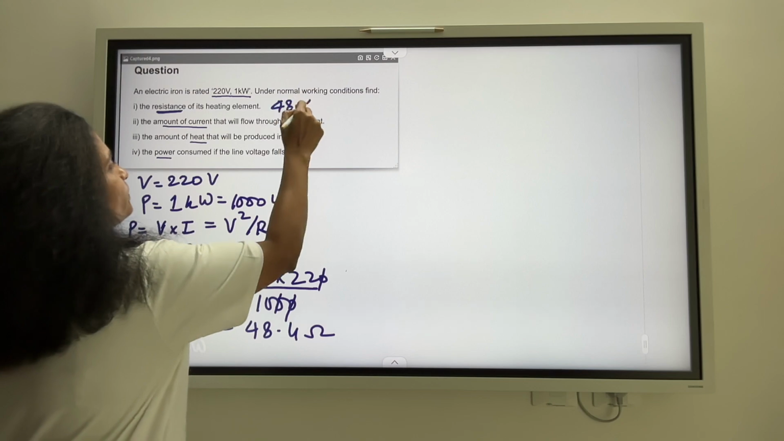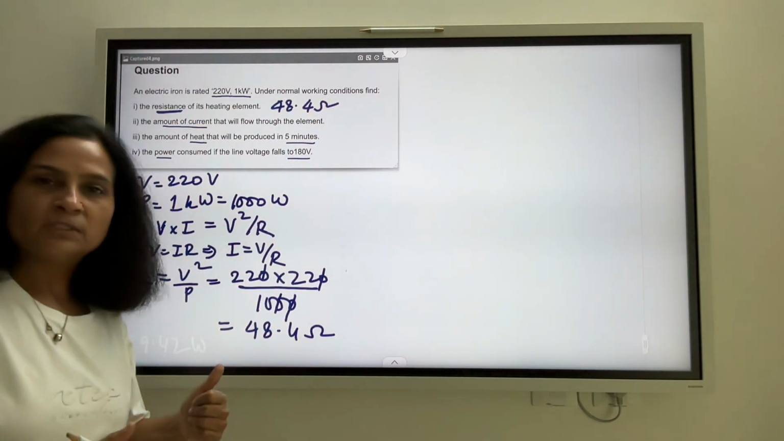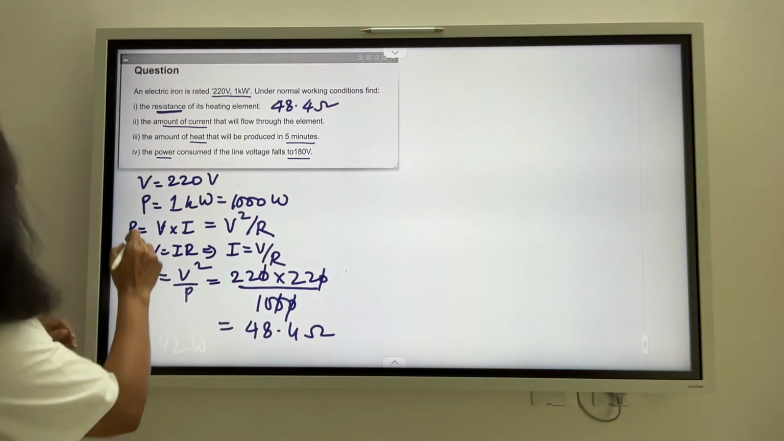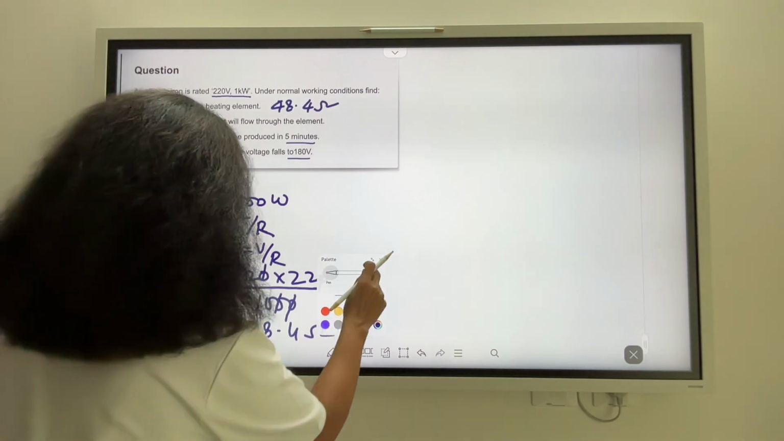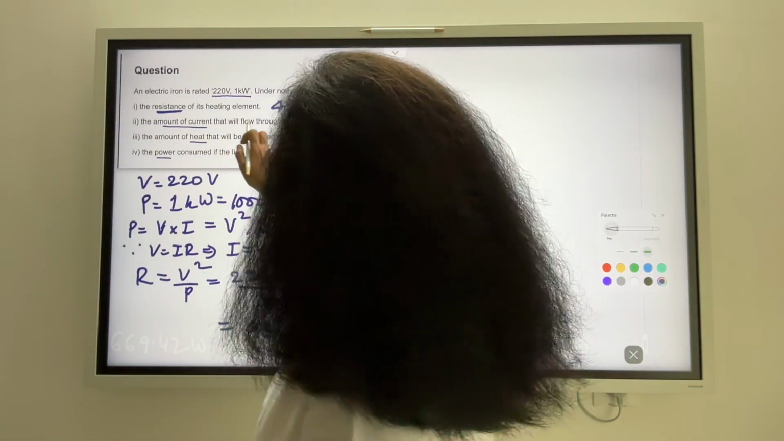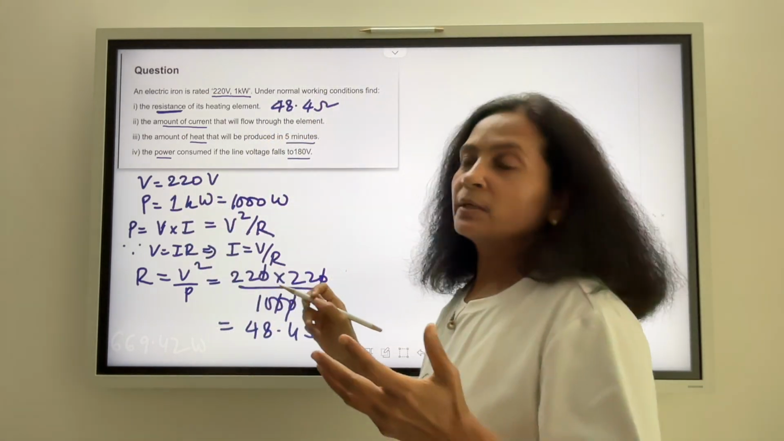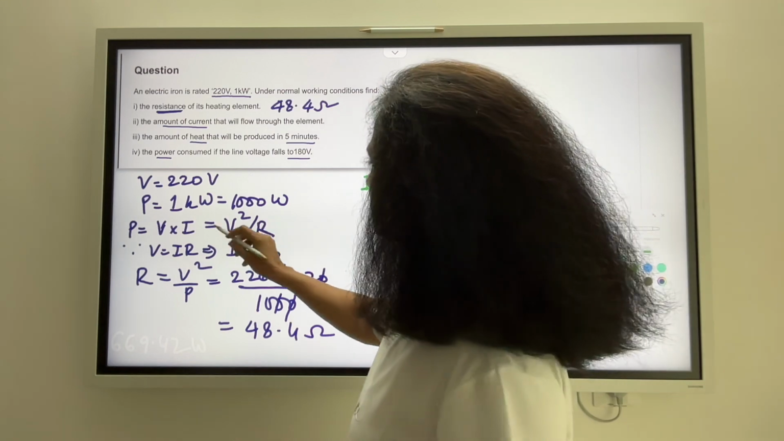48.4 ohm. This is my resistance of the heating element. Done. Now moving to the second part. What do I have in the second part? The amount of current that will flow through the element. So current निकालना है. अब ये तो बड़ा simple है. Current तो इसी से निकल जाएगा.